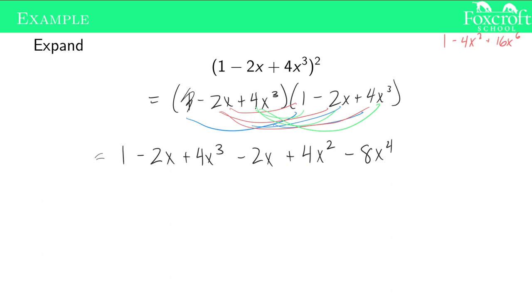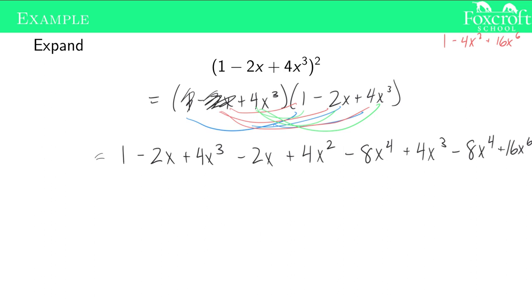And same thing for 4x cubed. We got rid of this one now. 4x cubed times negative 2x is going to be negative 8x to the 4th. And then times 4x cubed, 4 times 4 is 16, and then x to the 6th. So again, we had these 9 terms because the 1 is going to 3 terms, the negative 2x is going to 3 terms, and 4x cubed is going to 3 terms.